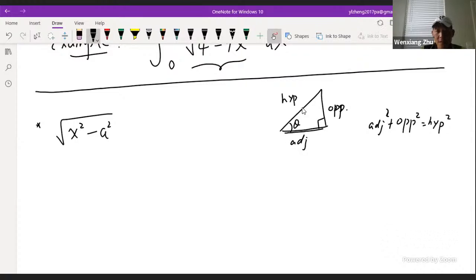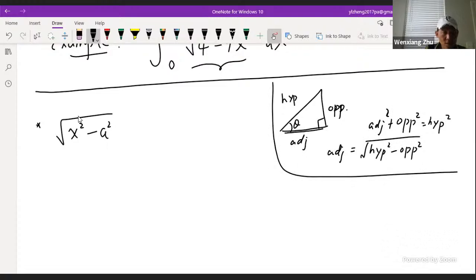We know the hypotenuse is the largest side among the 3 sides. Another way to write this: if you take the hypotenuse squared minus the opposite squared and take the square root, you get the adjacent. We all know this. Once I see the form square root of x squared minus a squared, what I'm trying to do is draw a right triangle.